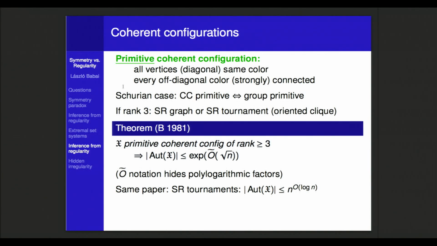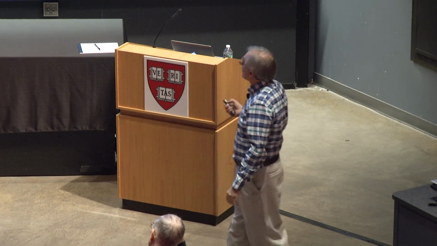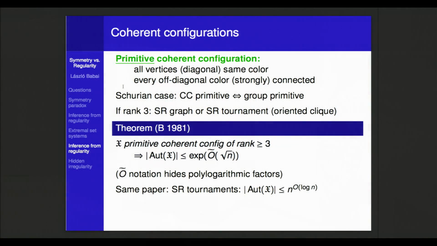So I looked at this 35 years ago and found that primitive coherent configurations, the non-trivial ones, I say rank at least 3. Well, what are the rank 2 configurations? Diagonal and off-diagonal. So that's called a clique. The clique configuration, of course, has n factorial automorphisms. But all the other primitive coherent configurations, the non-clique primitive coherent configurations, have a substantially smaller number of automorphisms, exponential in square root of n at most. And this bound is tight because strongly regular graphs are primitive coherent configurations if they are non-trivial, and some of them have actually this number of automorphisms. So this is a tight result.